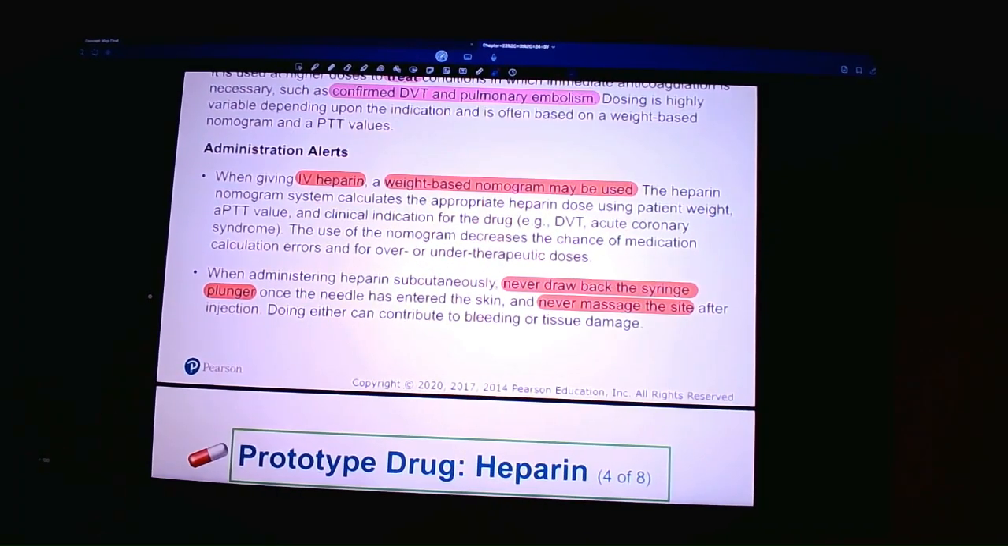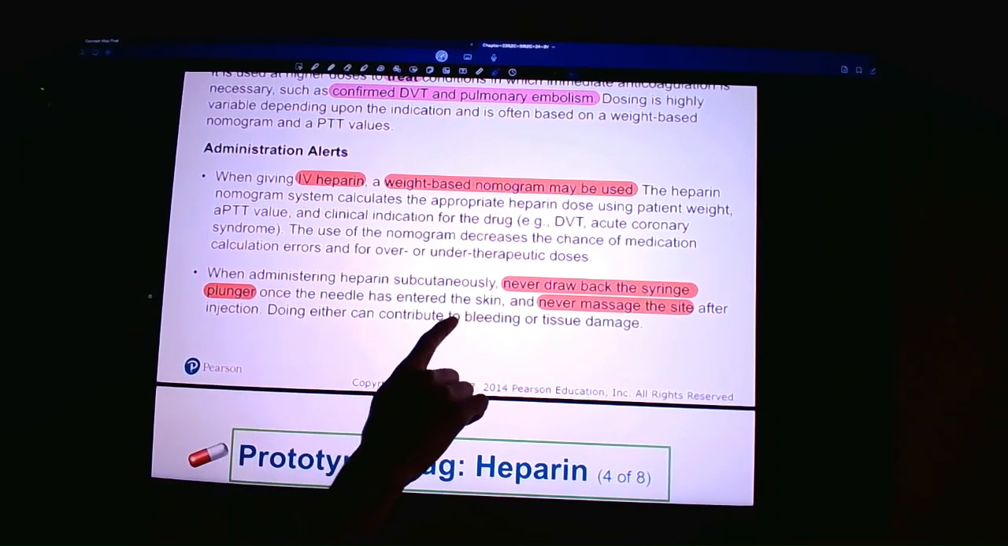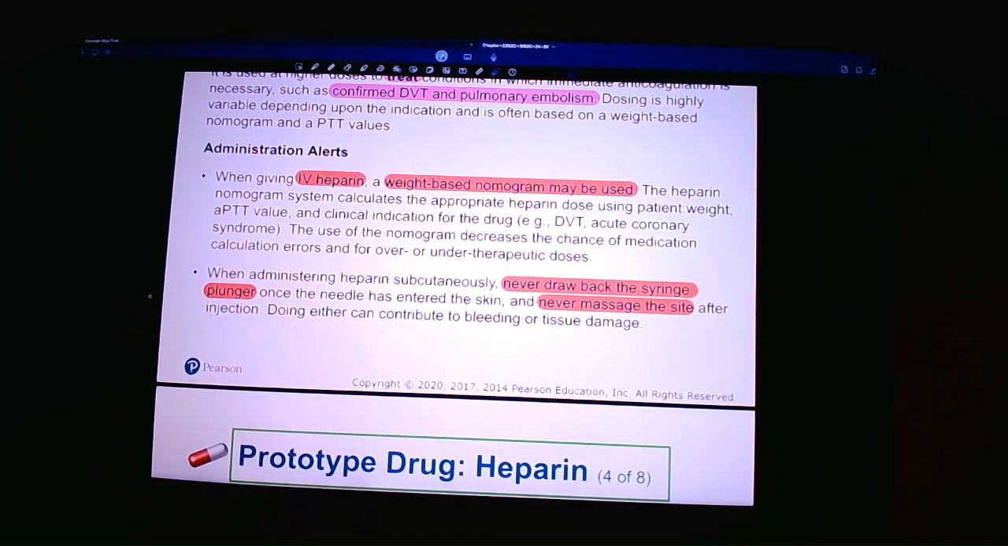Another thing too, right? For a lot of these anticoagulants, even an intervention that a nurse can do, like giving an IM injection or a sub-Q, can cause problems when giving these very potent blood thinners. When you give heparin, don't draw back the syringe, because you can cause some damage, and don't massage the site, because that can contribute to bleeding and tissue damage, since you're weakening the ability to clot.